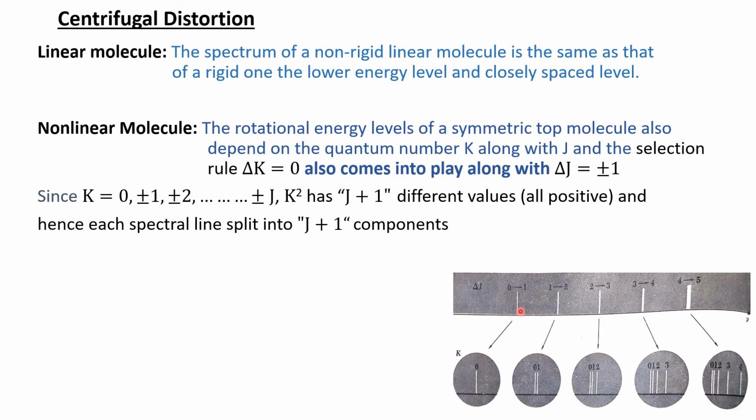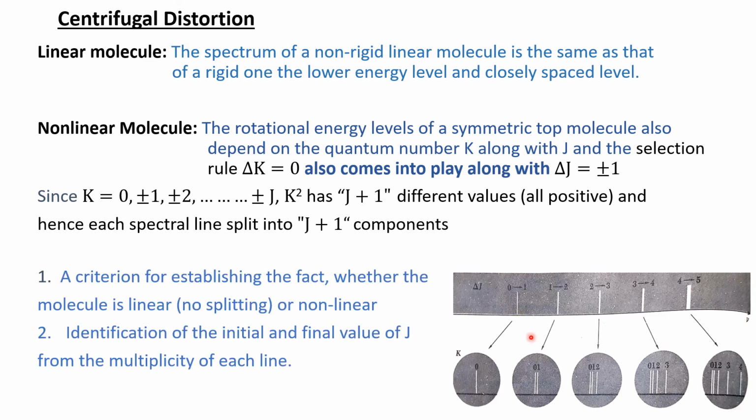This line, for example, is from J equal to 0 to J equal to 1, so this is only one line. This is from J equal to 1 to J equal to 2, so we have two splittings. This is from J equal to 2 to J equal to 3, so the multiplicity is 3, and so on. So we see that the multiplicity of the splitting of the energy line is equal to J plus 1. From this splitting, we can get certain information.